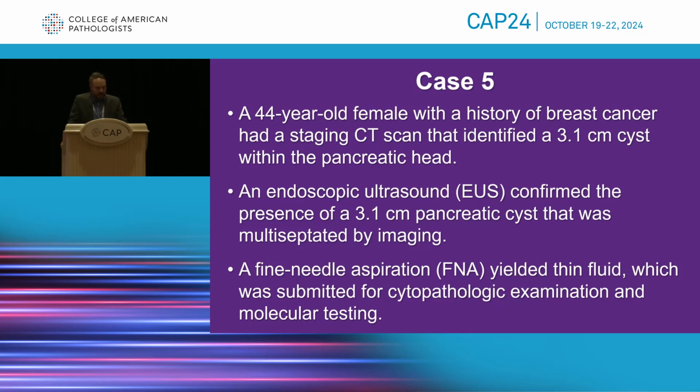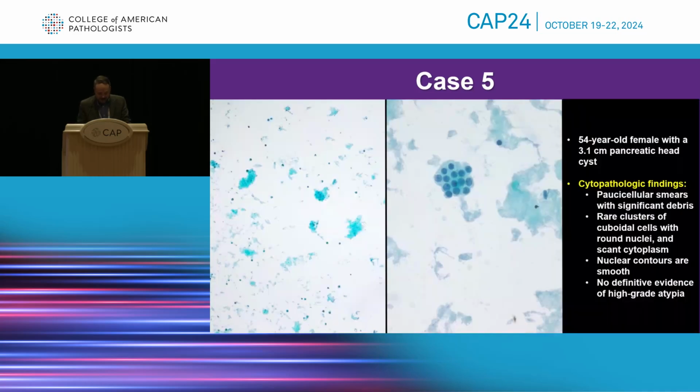EUS confirmed that the cyst was multiseptated, and FNA yielded a thin fluid, which was submitted for cytopathologic examination and molecular testing. Here is the preparation of the cyst fluid for microscopic analysis, and you can see that the specimen is relatively paucicellular, not something that we're surprised about when we FNA a cyst. It's not always very rewarding. We don't get a lot of material.